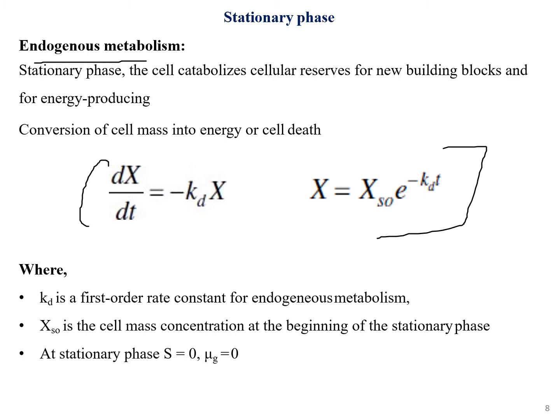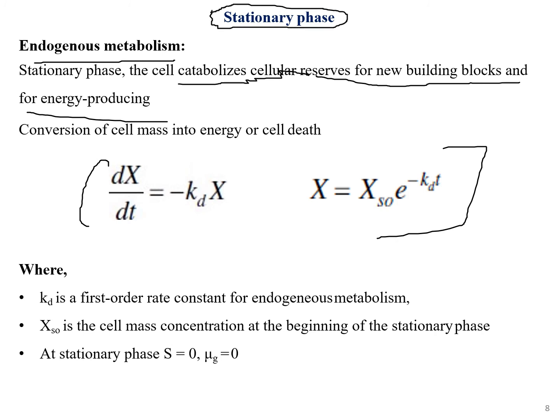This is the phase where we see endogenous metabolism, caused due to some deaths. In the stationary phase, the cell catabolizes cellular reserves for new building blocks and for energy production. We see endogenous metabolism, cryptic growth, and a lot of production of secondary metabolites, because this is the phase where the cells are pretty weak and they need something or the other to survive. So these lead to the formation of secondary metabolites, as we studied.